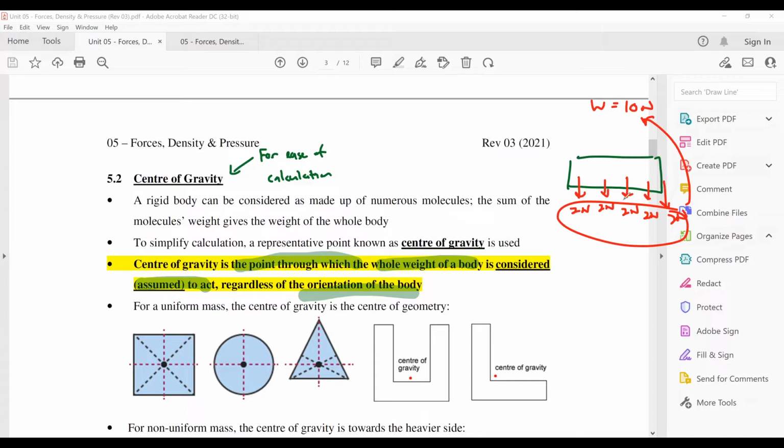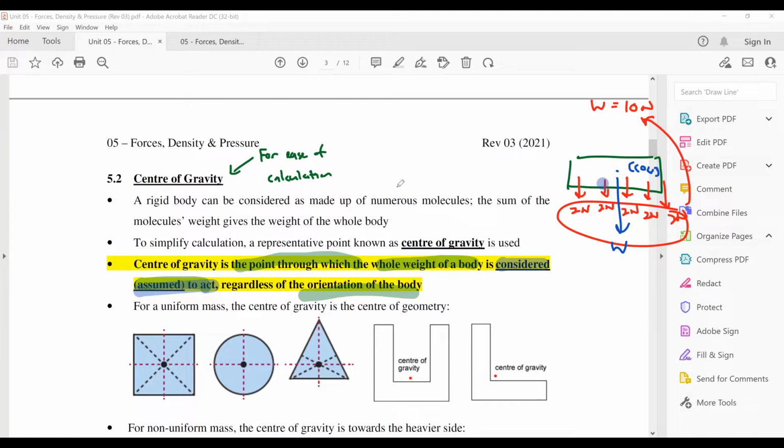But when you want to do calculations for this object with all the weight spread out like this, it is a bit complicated. So what people have done is that, why don't you just assume that the whole weight is acting at a single point called the center of gravity. This will make your calculation a lot easier. So that's why we have the concept of center of gravity, the point where you assume or consider the whole weight to be acting. Okay, it isn't to say that all the weight is acting there in practice. It's just that you assume it is acting there.